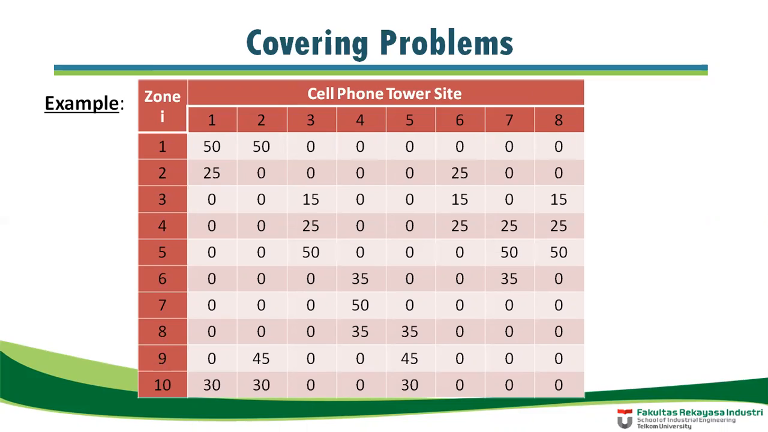So let's say I have a cell phone tower site. I have 8 towers, and each tower only serves a specific number of capacity. And I have zones. A zone represents an area that should be served by the towers. And then I have different kinds of towers that serve different zones as well. For example, tower number 1 only serves zones number 1, 2, and 10. They only serve 3 zones.